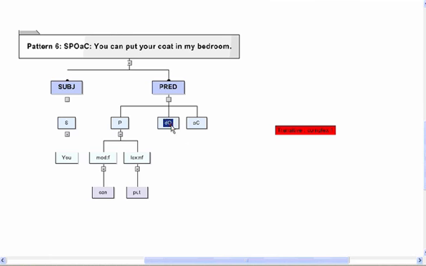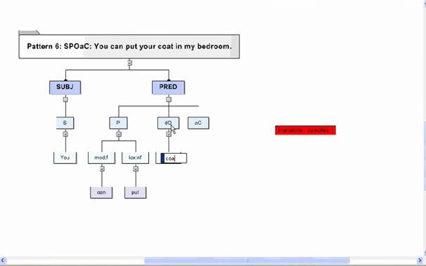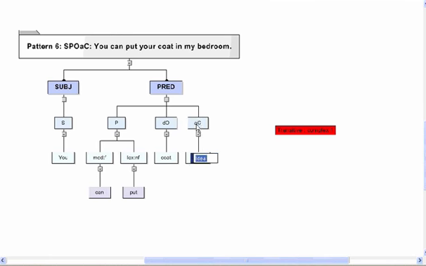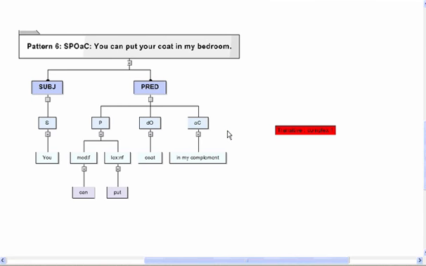The direct object is "coat," and then we have "in my bedroom." This is the adverbial complement. In our other examples, the adverbial was, "I gave it a yellow color." We don't do that here because these are necessary: the adverbial complement. So this is pattern number 6.